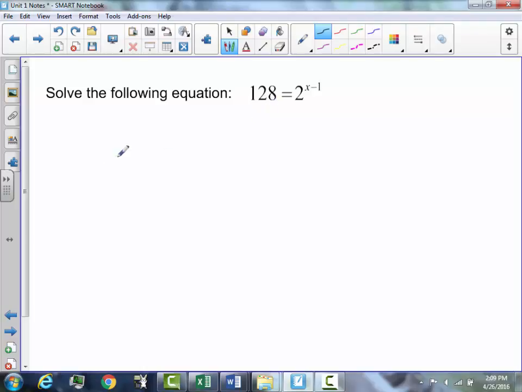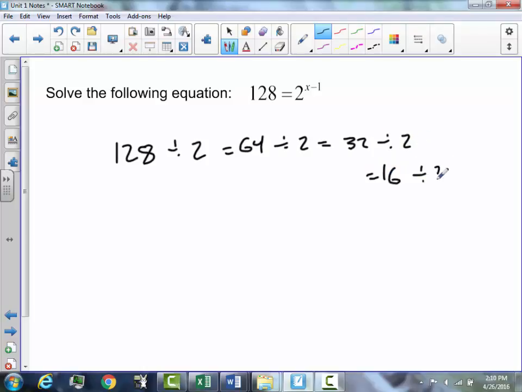Like 128, let's do this. Divide by 2 gives you 64. Divide by 2 gives you 32. Divide by 2 gives you 16. Divide by 2 gives you 8. Divide that by 2 gives you 4. And divide that by 2 gives you 2.